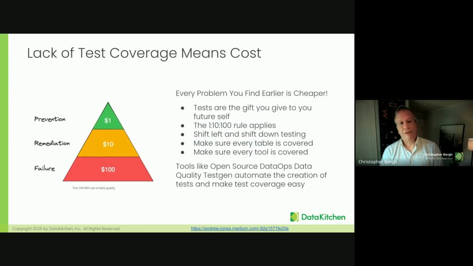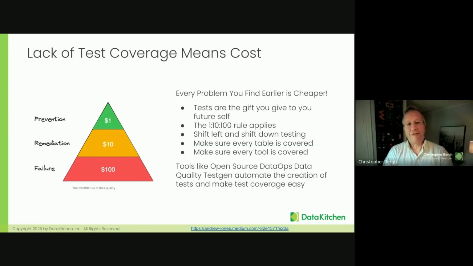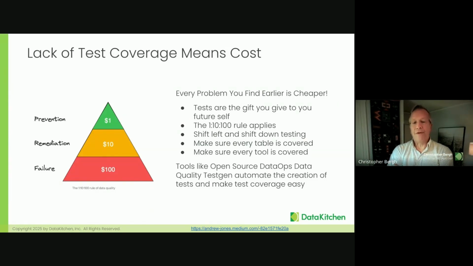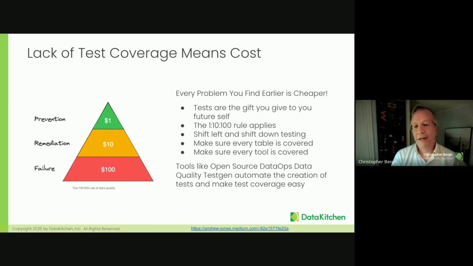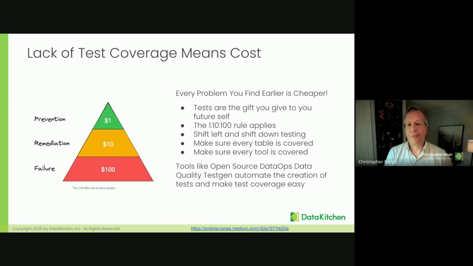So lastly, in sum, and this is my last slide. The lack of test coverage means costs. And costs could mean wasted time, could mean frustration, could mean errors get to production and people are upset. But every problem you find earlier is cheaper. My co-founder Gil says, tests are the gift you give to your future self. I think that's so true, right? The 1, 10, 100 rule applies. Remember to shift left earlier in the production process and shift down earlier in development. And make sure every table is covered and make sure every tool is covered.